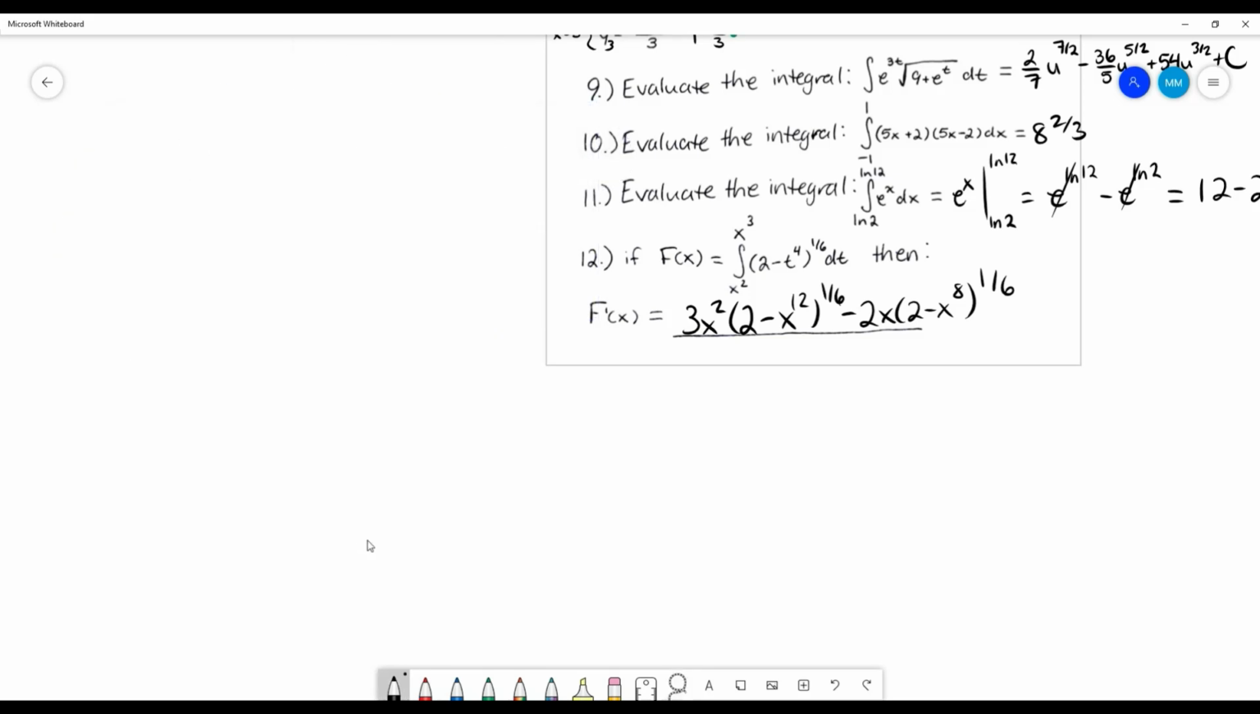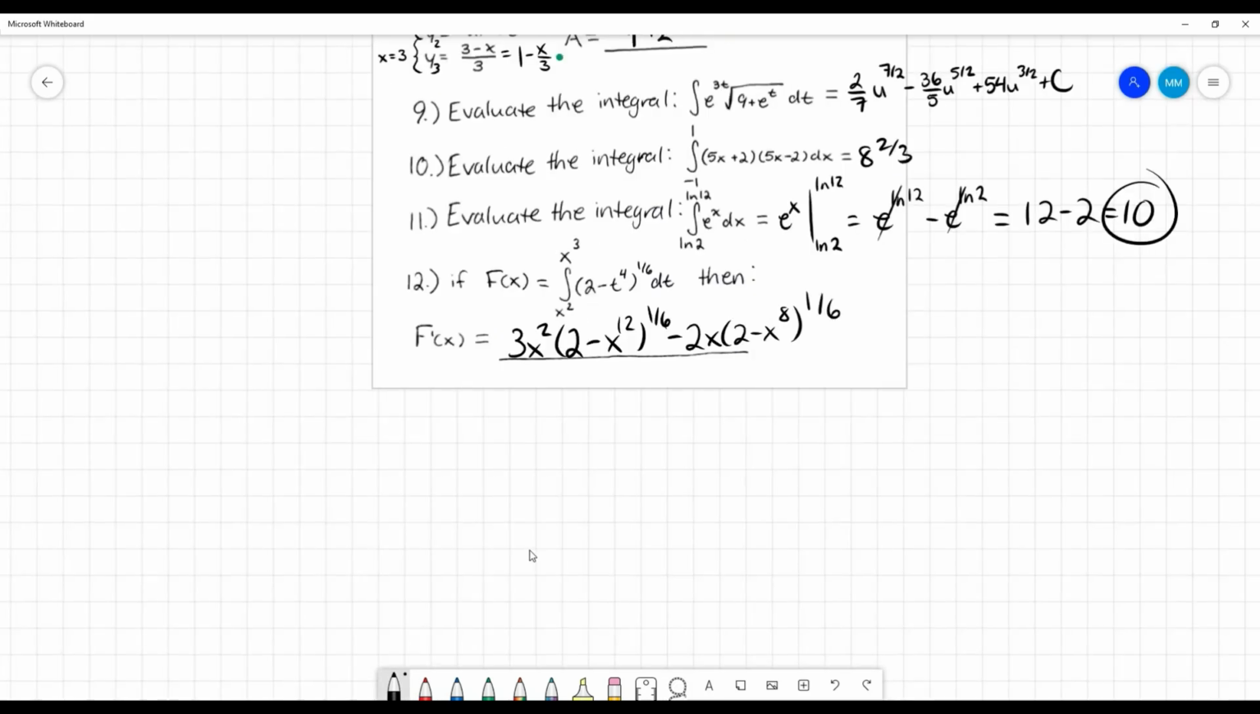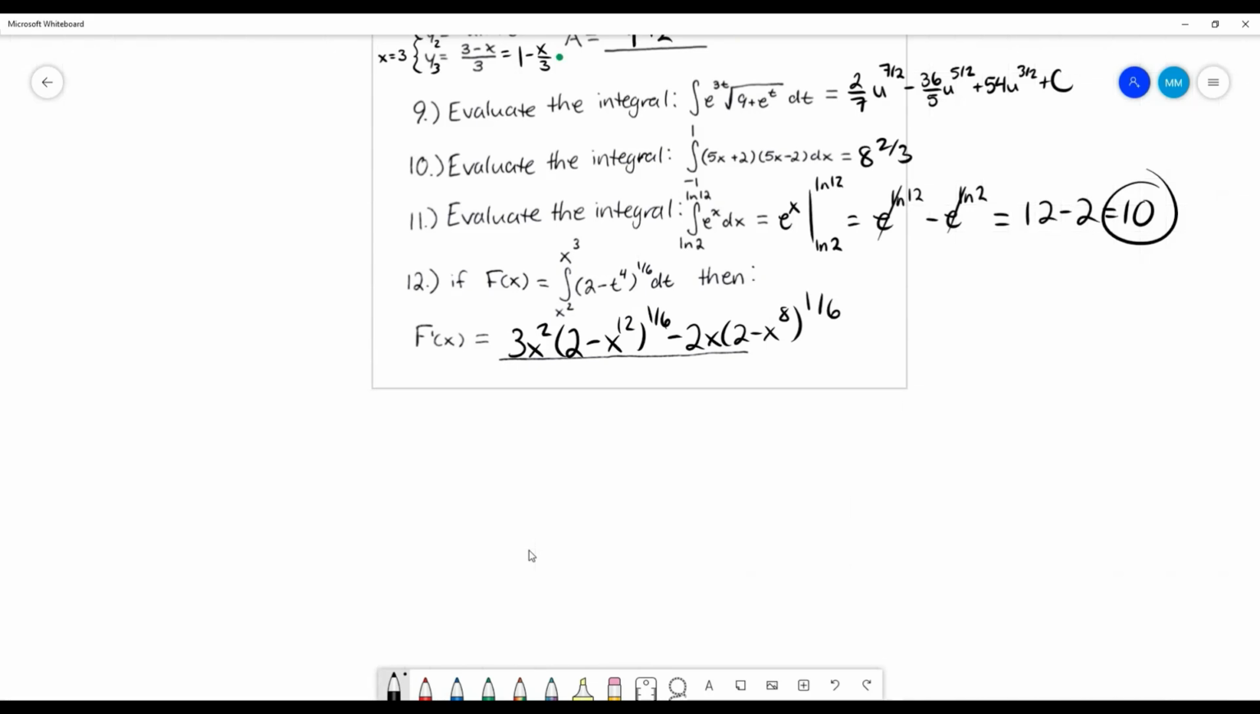And yeah, we don't need a plus c because we aren't taking that integral, we're taking the derivative of an integral, so that constant would disappear anyway.